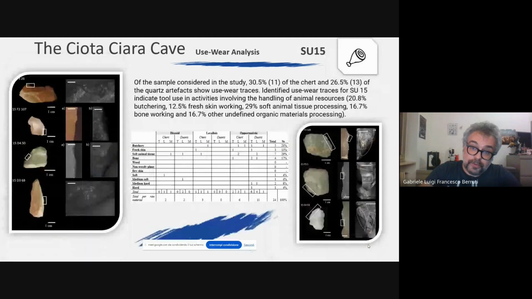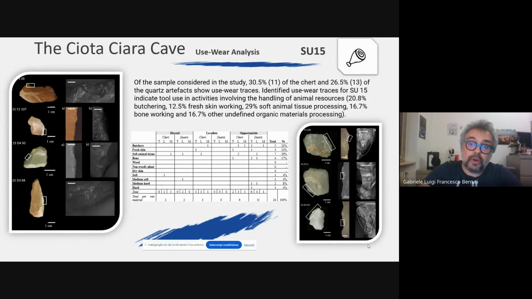At last, for the unit 15, we have a lot of traces, but all of these traces are linked with the butchering activity. We don't have traces of woodworking, we don't have traces of skin working, we don't have traces of non-woody plant activity, but only traces linked with the butchering.